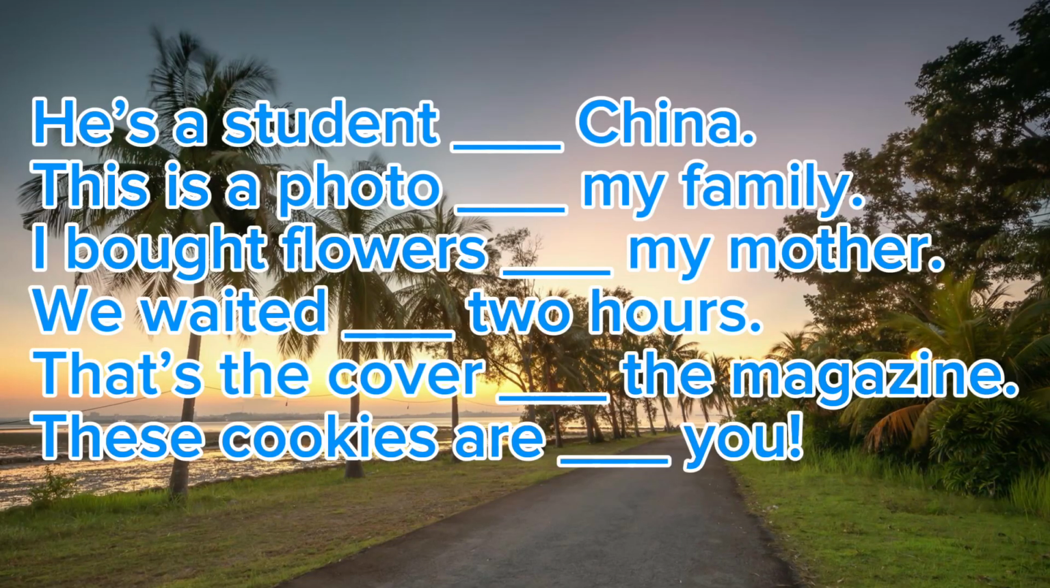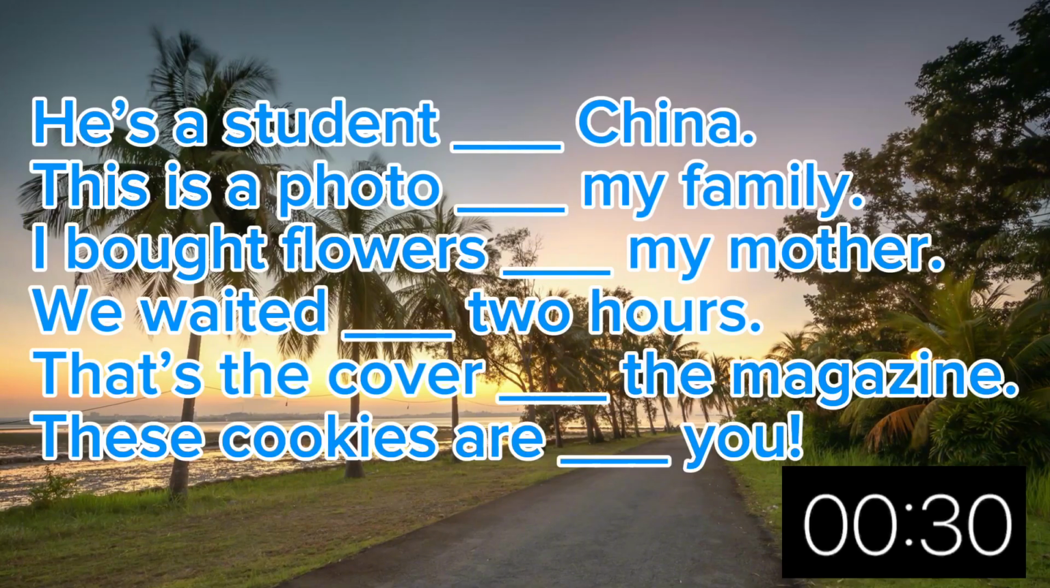Quiz time! Time to test the skills we've just learned. Complete the sentences. I'm going to put 6 sentences on the board. Here they are. I'm going to give you 30 seconds to choose the correct form: for, of, from.